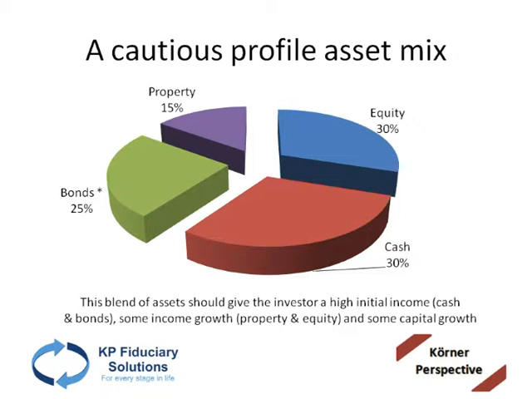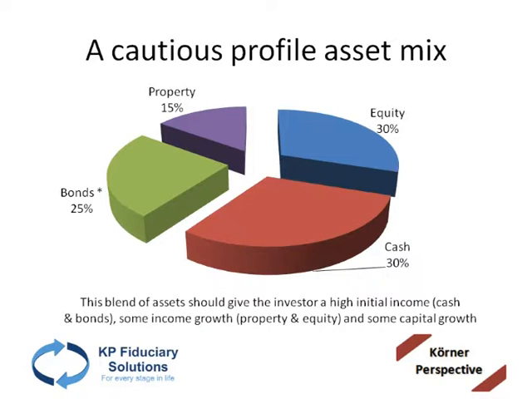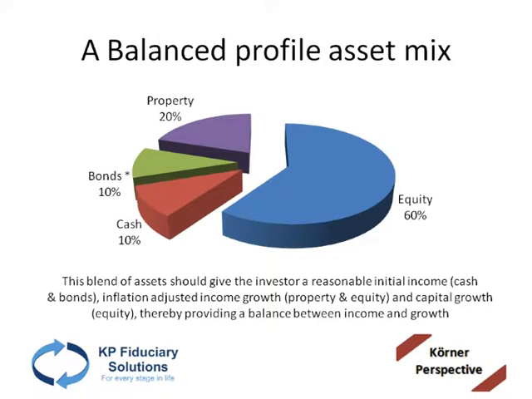I'm just going to very quickly illustrate in pie charts three different asset mixes on three different profiles. Firstly, the cautious profile. As you can see, cash and bonds represent just over 50%, so it gives you a relatively high degree of initial income, but it does give you some degree of inflation protection, both in income and capital, through the introduction of 30% in equity and 15% in property.